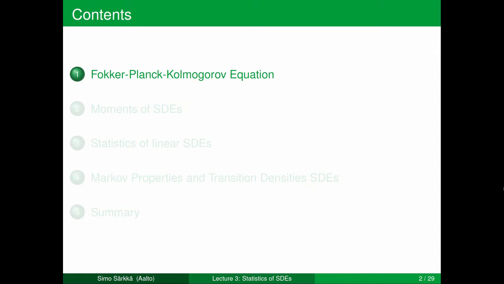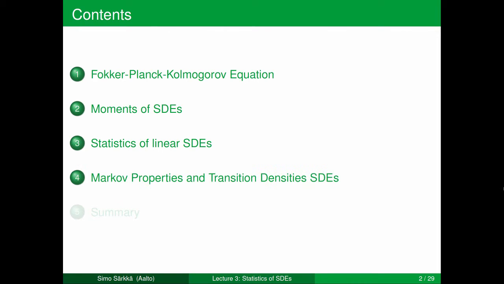We will start by introducing the Fokker-Planck-Kolmogorov equation, which is a partial differential equation for the distribution of an SDE. Then we will show how to compute the mean and covariance and higher moments of SDEs. Then we will specialize those results to linear SDEs. Then we discuss the Markov properties of SDEs as well as the transition densities of linear and nonlinear SDEs. Then we will summarize the lecture.